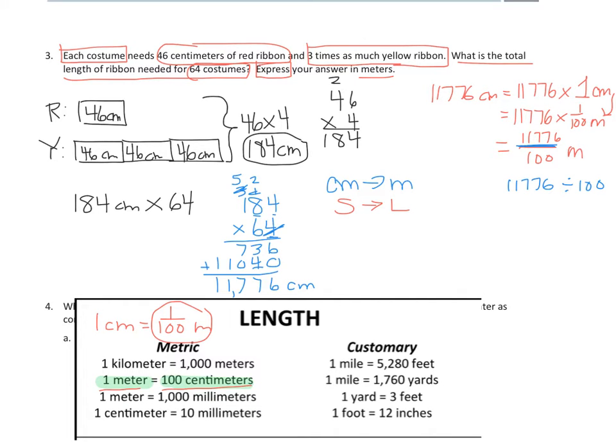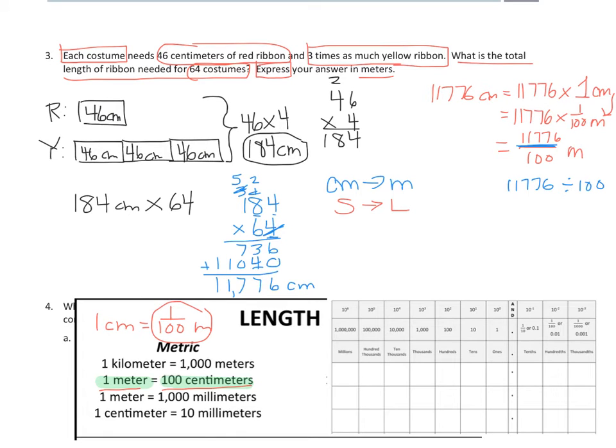Now I'm going to pull out my place value chart. There it is. I'm going to put 11,776, and I'm dividing. So I'm going to the right and going 2 times because I'm dividing by 100. So that 6 goes into the hundredths, that 7's in the tenths, and decimal point. So it looks like the answer in meters is 117 and 76 hundredths meters.